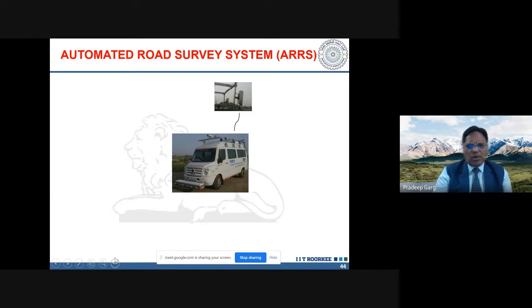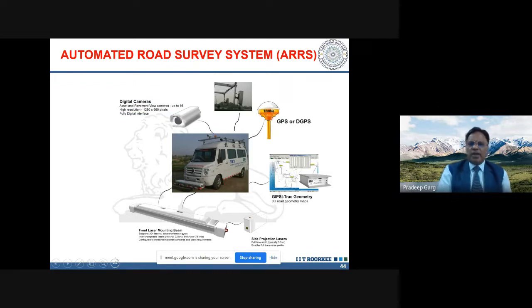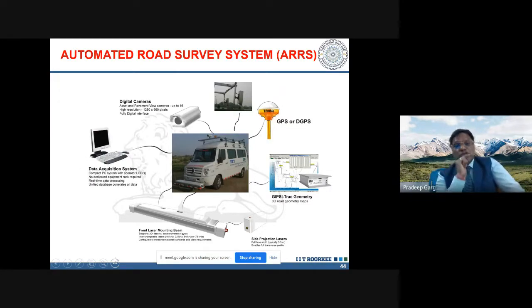So this automated road survey system basically is collecting the data from different technology. It has the GPS, it has in the front the laser monitoring systems, it has the camera on the top. And all this data is collected just by moving the vehicle on the road and then processing this data. There is a data processing, data acquisition system fitted in the vehicle itself.